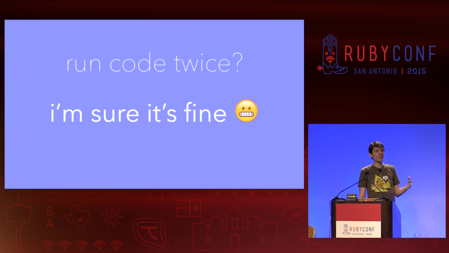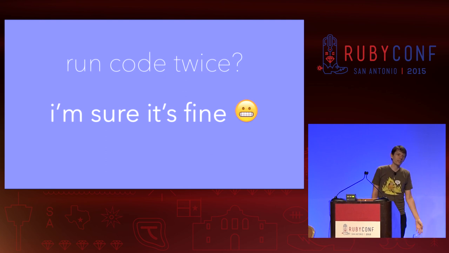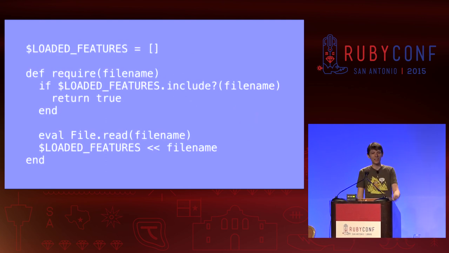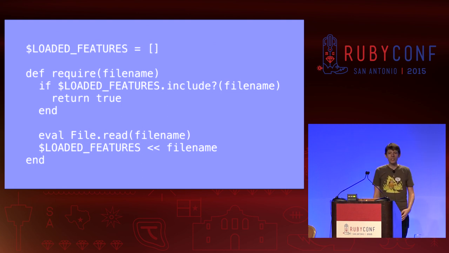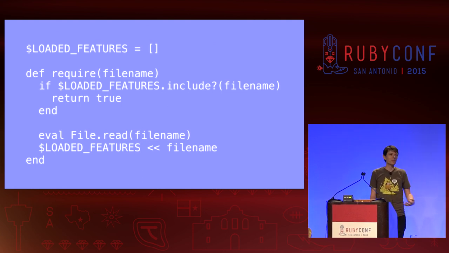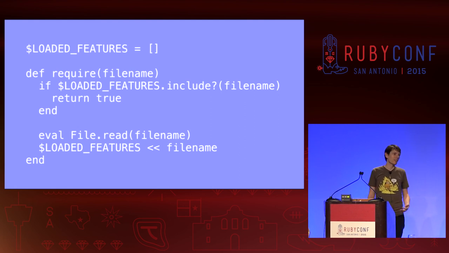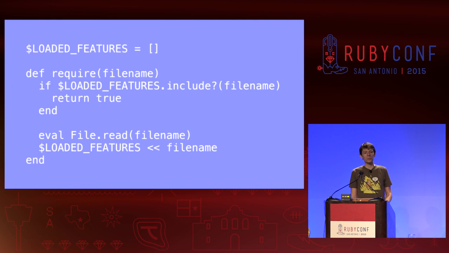It's actually not that hard to implement a system that checks to see if you've already required something. I even got it to fit on a slide. Global variables are usually pretty evil. In this case, it's probably the only way to track things that you've required that makes sense. So let's call that global variable loaded features for no reason in particular.